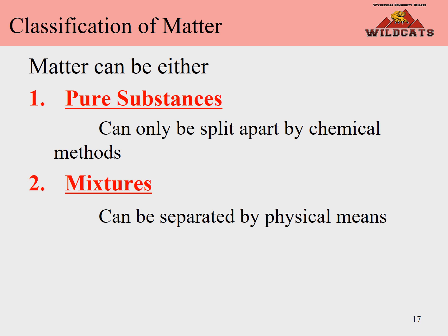So let's go ahead and classify matter. Matter can be found as solids, liquids, or gases, but it can be either pure substances or mixtures. Pure substances can only be split apart by chemical methods. Pure substances are like sugar, salt, and water. Mixtures can be separated by physical means, and mixtures are combinations of two or more substances. We're going to find several different ways of measuring this throughout Chem 111.